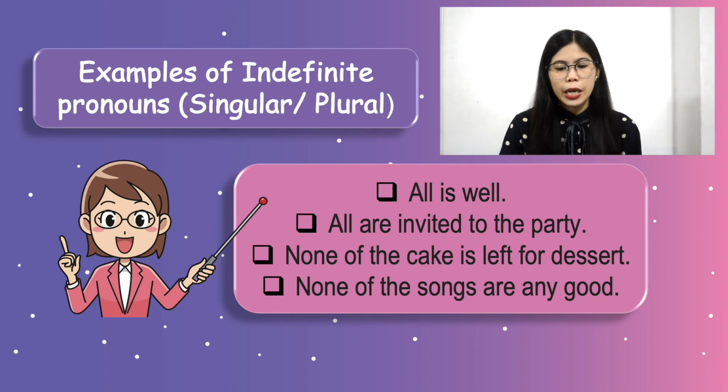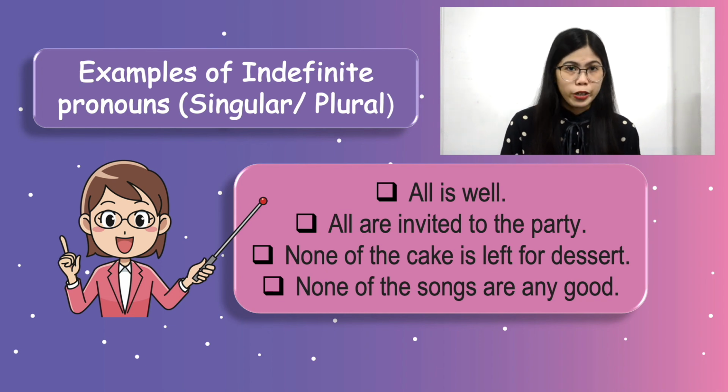Okay, next example, none of the songs are any good. Here, none functions as plural. Why? It is because the object of the preposition, which is the word songs, is a plural. Thus, our verb should be in a plural form as well, which is the word are. So, that's the end of our discussion for today.